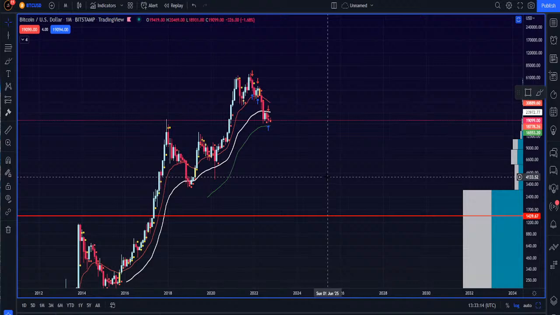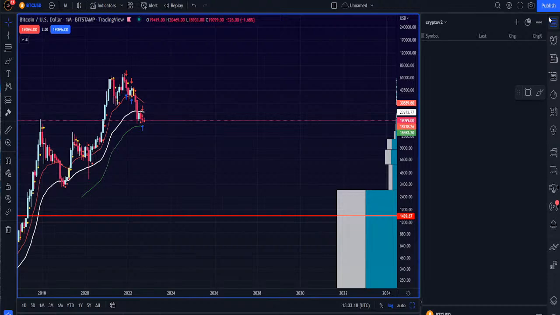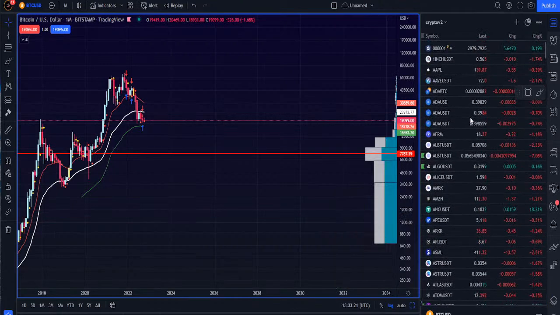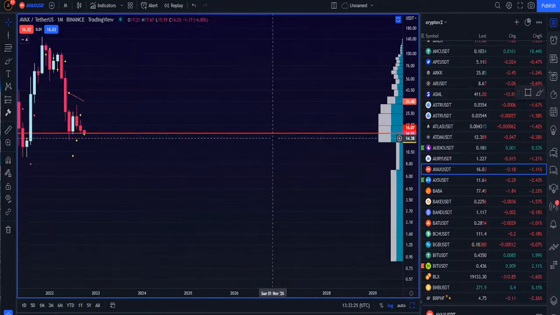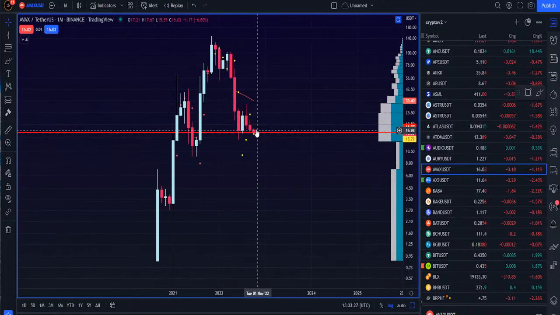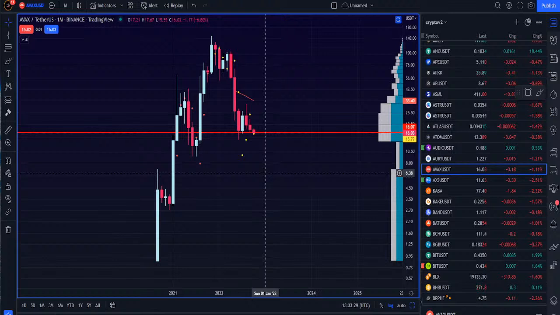Okay, so let me continue. Some altcoins are already making new lows. Yes, of course, you're right. Why? Because Bitcoin is getting ready for a major move. For example, I saw some of them, AVAX, you see? Beautiful, beautiful monthly continuation, right? Careful. The bottom is in. Okay, good luck.